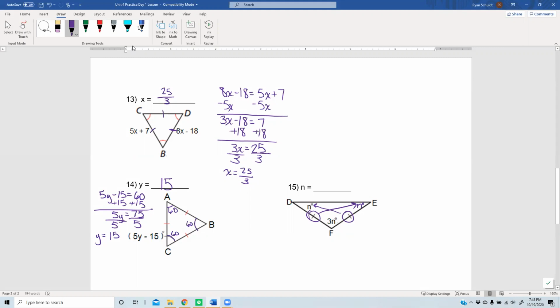Now, what do all the angles in the triangle add to? 180. So I have to add all my angles up. n plus 3n equals 180, which gives me a total of 5n equals 180. And then I just have to divide by 5 to get n equals 36. And that's all they asked me to find. So that's what I'm going to put.